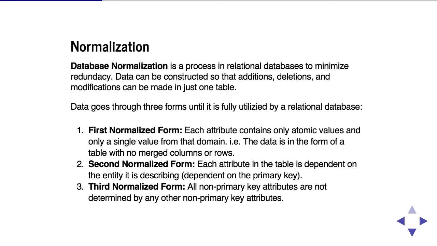Third normal form is basically that all non-primary keys are not determined by other non-primary keys. So everything's determined by the primary key. It's all dependent on that.